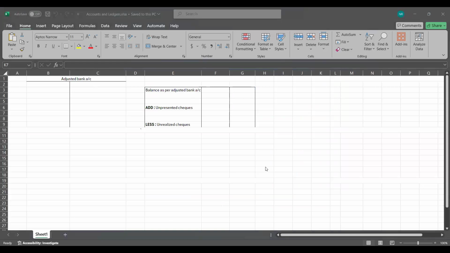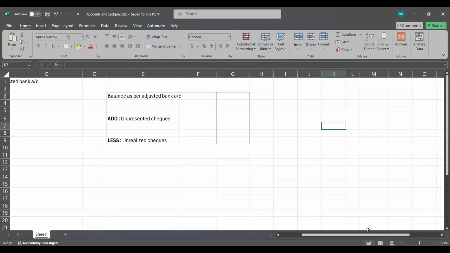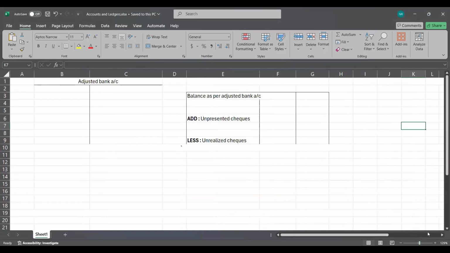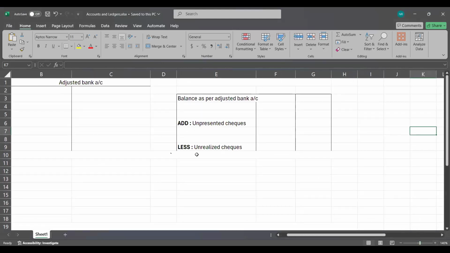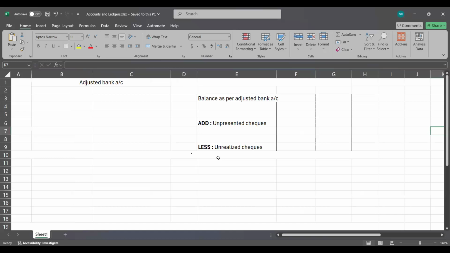I have just opened up the Excel. I got the adjusted bank account and the bank reconciliation statement. Hope you can see this clearly, right? Guys. Yes, exactly. Okay, I'll explain that part.